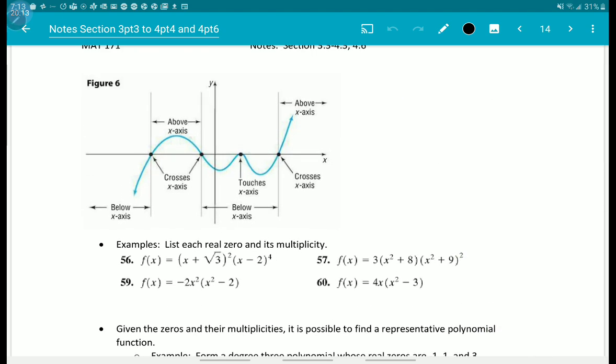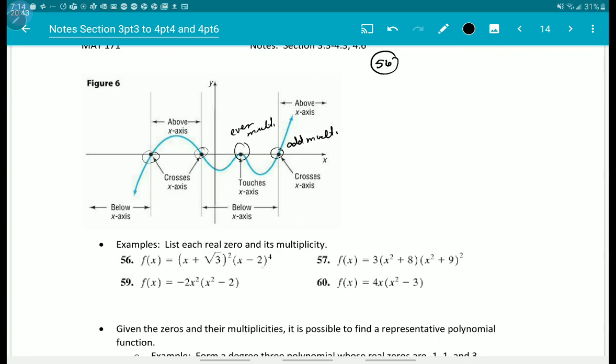So you can see in the picture here, we see some things going on. Because these are crossing here and here, then these have to have an odd multiplicity. If it's touching, then that has to have an even multiplicity. So let's look at a few examples. Let's look at 56.